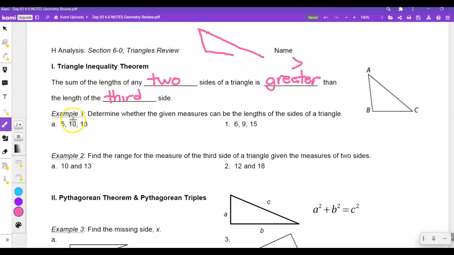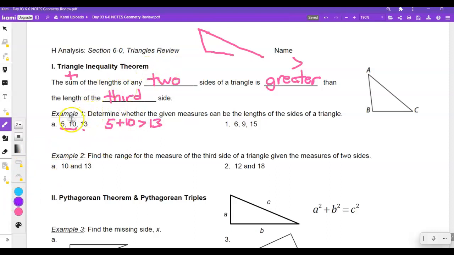So, for instance, can 5, 10, and 13 be lengths of the sides of a triangle? We have to check to see if the sum of any two of them is greater than the third. So you pick any two, let's say 5 and 10, and you're checking to see if the sum of those is greater than the third one, in this case 13. Okay. Now we have to do that for all of them, right?